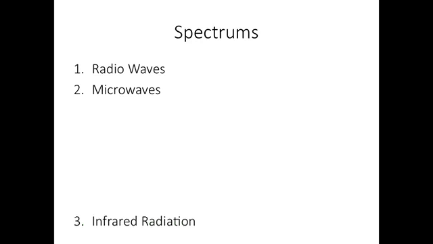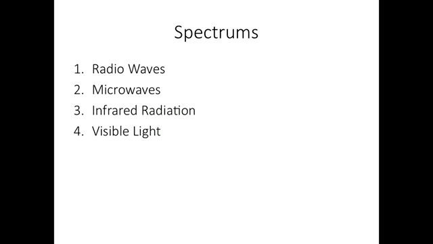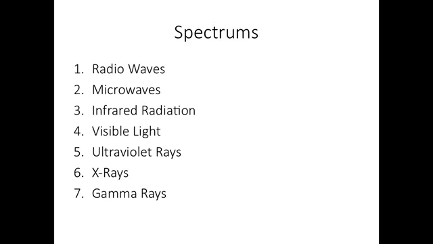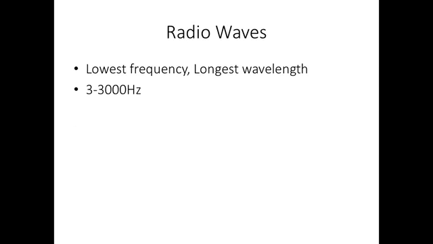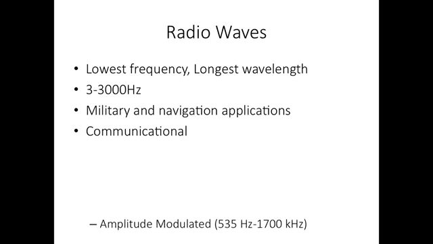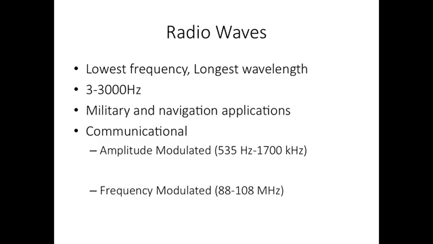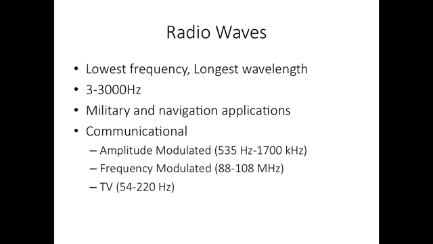There are 7 spectrums of EMR: radio waves, microwaves, infrared radiation, visible light, ultraviolet rays, X-rays, and gamma rays. Radio waves have the lowest frequency and the longest wavelength, are 3 to 3000 Hz, are used in military and navigational applications, and are used communicationally in AM, FM radio, TVs, and wireless phones.